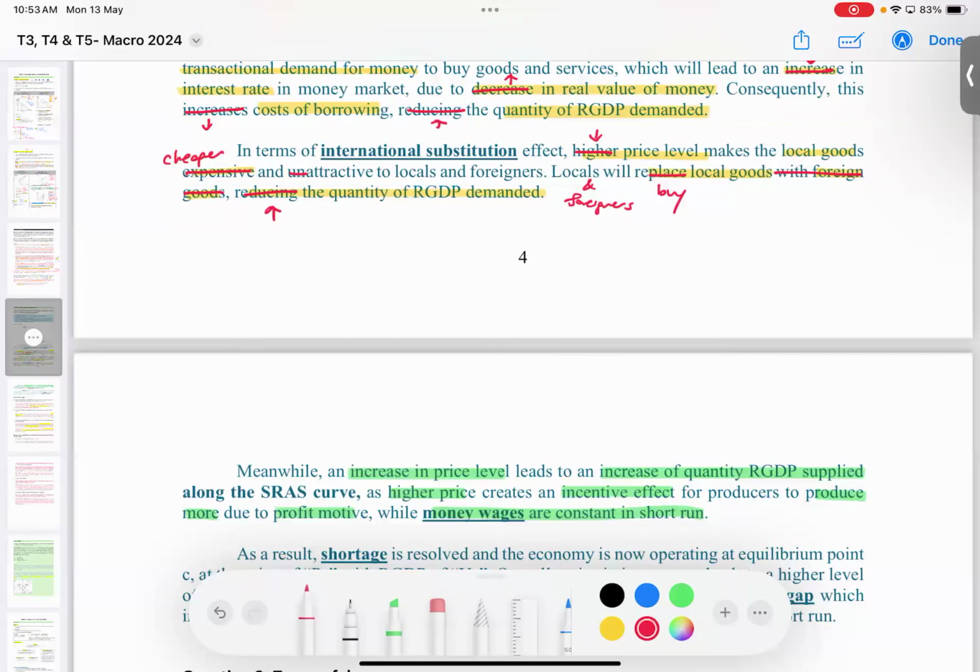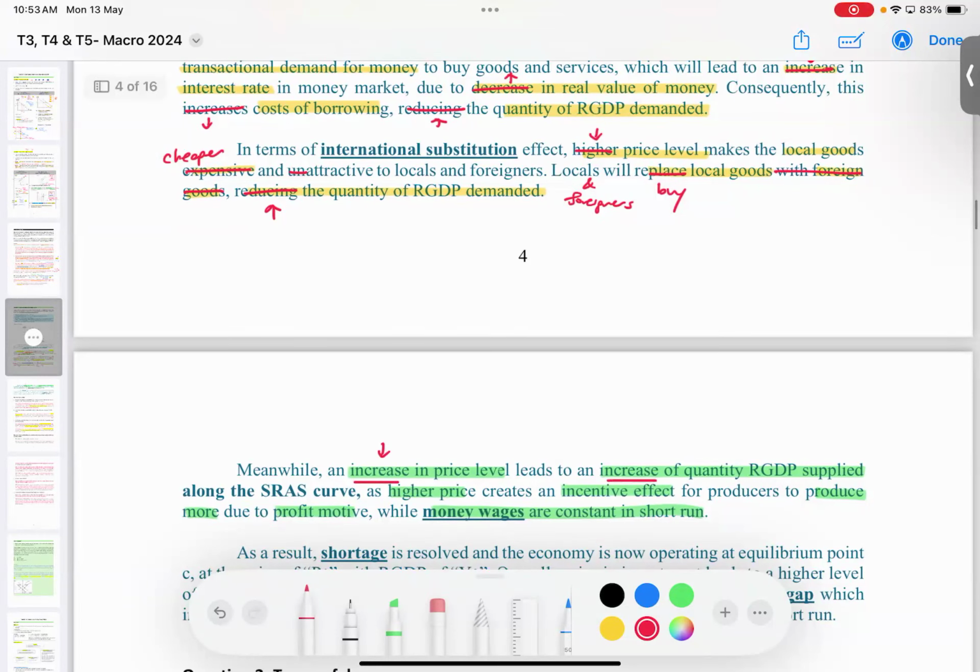Same thing, if it's a fall in the price level, a fall in the price level leads to a fall in the quantity of real GDP supplied, because lower prices create a disincentive effect for producers to produce less due to the profit motive while money wages remain constant. Again, just change the words.